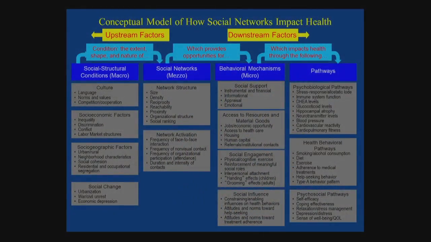And here is a very complicated model, but I wanted to embed social networks here in the rest of social and psychological factors. So networks exist at kind of this mezzo level. It's the second column in this picture. And they are shaped. Networks don't just pop up randomly, of course. They are shaped by social and other structural conditions. They're shaped by the culture we live in, by what's normative. They're shaped by socioeconomic factors, how much inequality there is, how much conflict, how much discrimination there is.